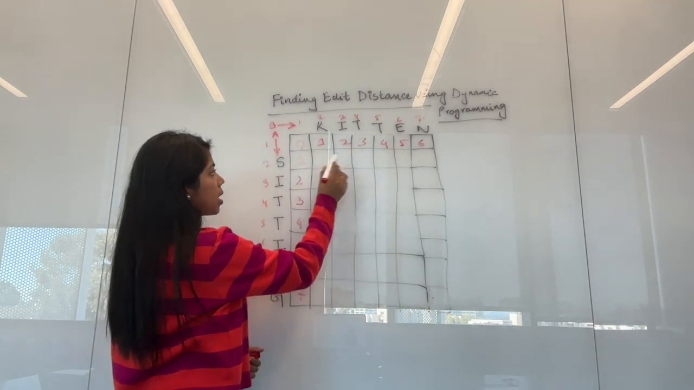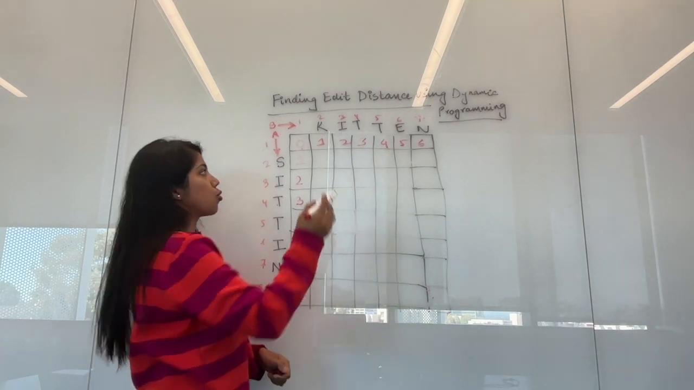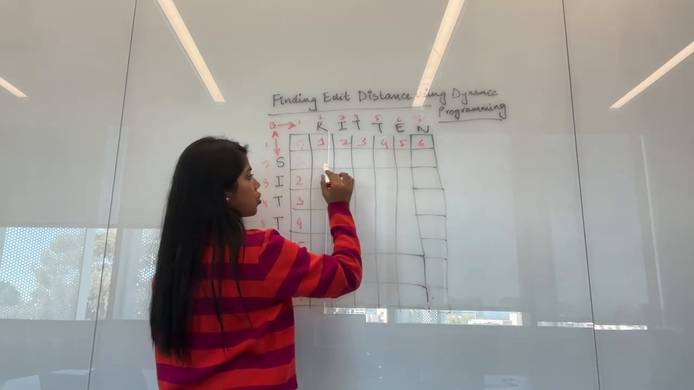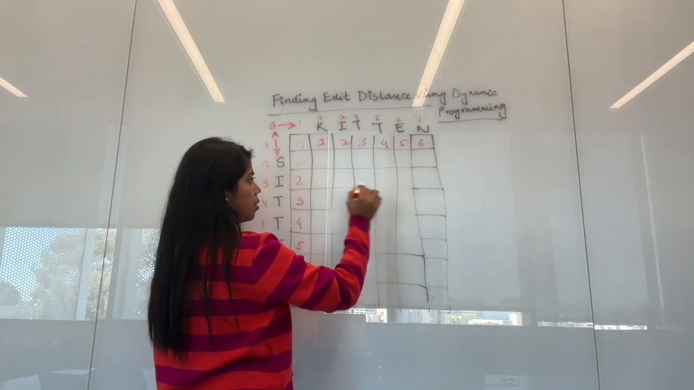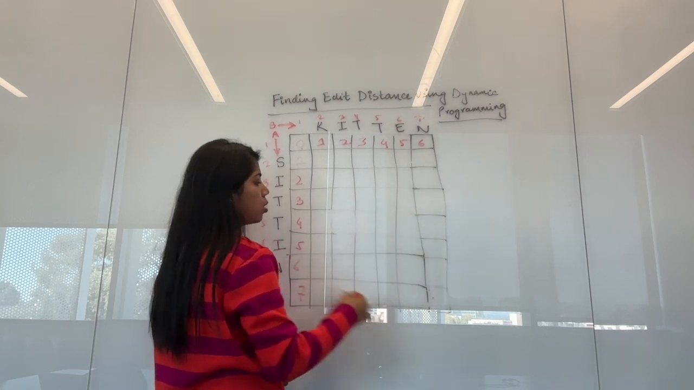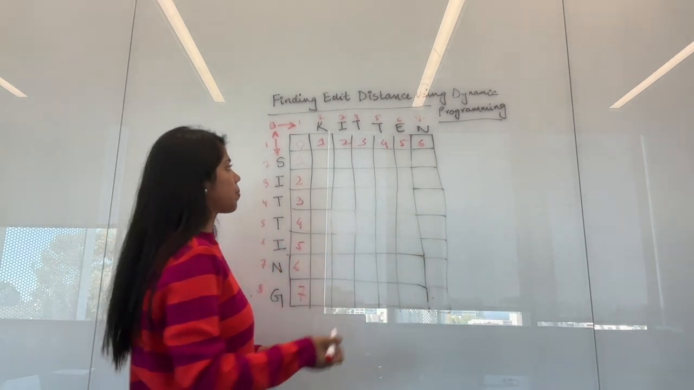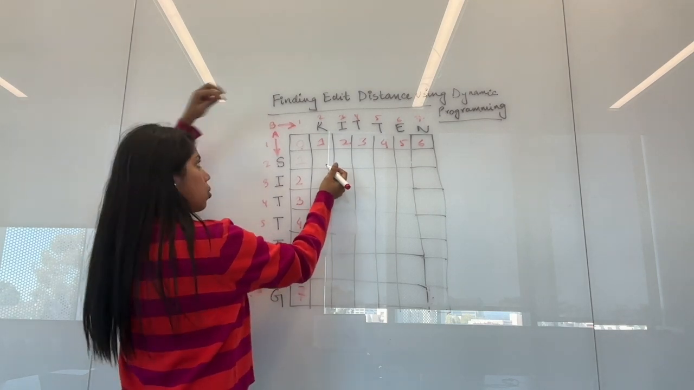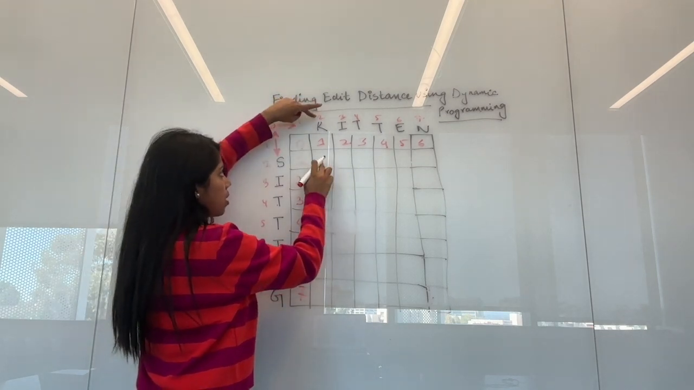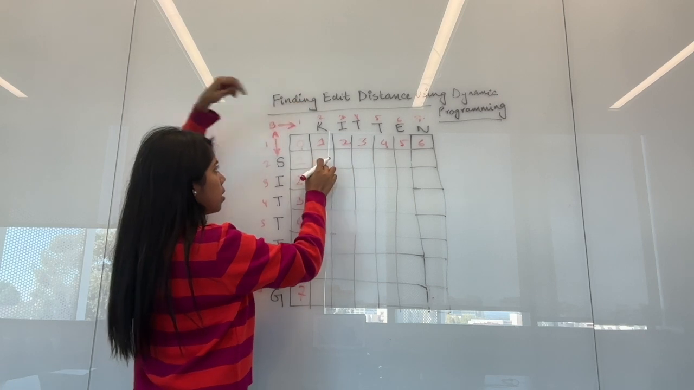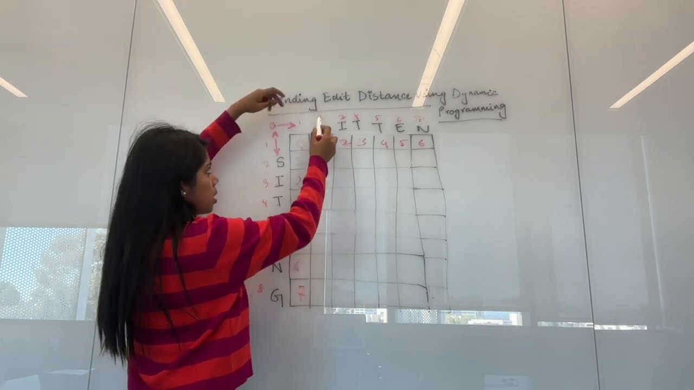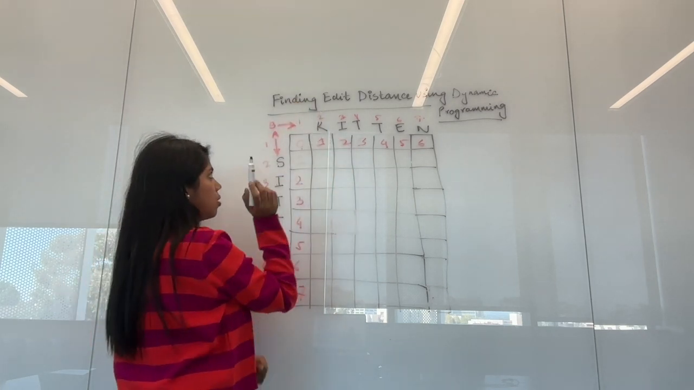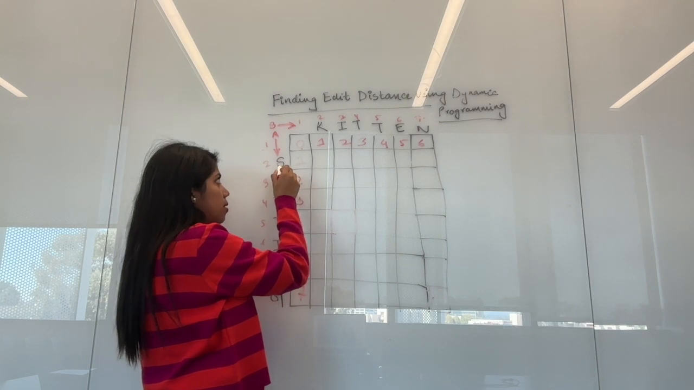Let's start filling up each of the rows. We will go in this direction. First we will fill up this particular row, then we will fill up this particular row, one by one, to fill the entire matrix. To fill up each cell, we will take a look at its corresponding row and its corresponding column. The corresponding column is the second column and the second row. This is S and this is K.